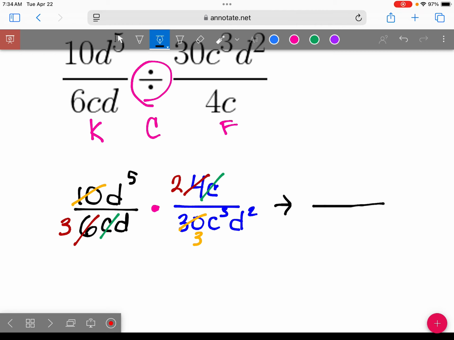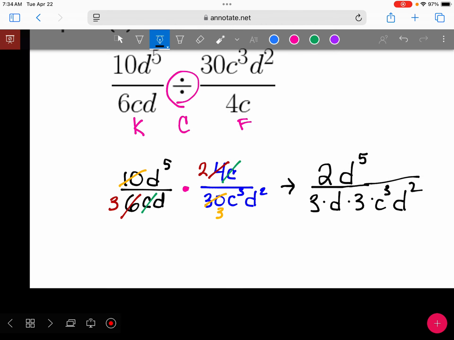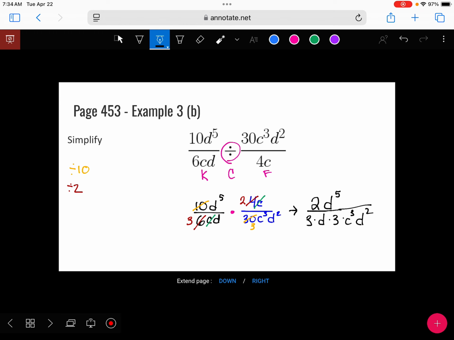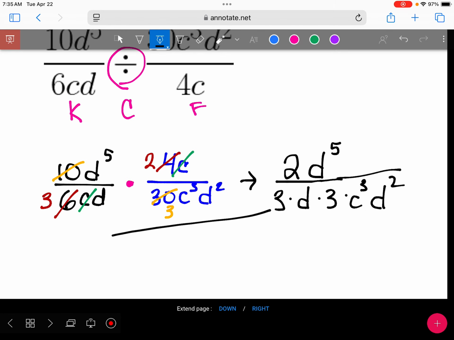So the things I have left in my numerator are a 2 and d to the 5th. In my denominator, I have 3 times d times 3 c cubed d squared. So that's a lot of letters loose in there. That problem is gigantic. I need to make that smaller. So bring this over here.